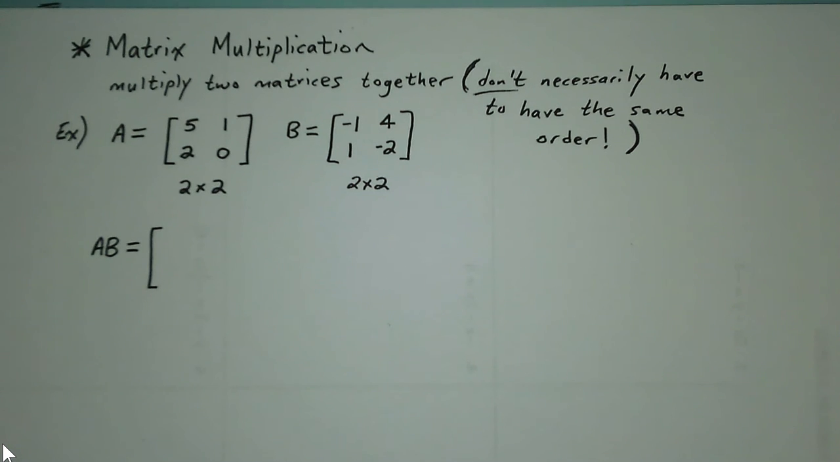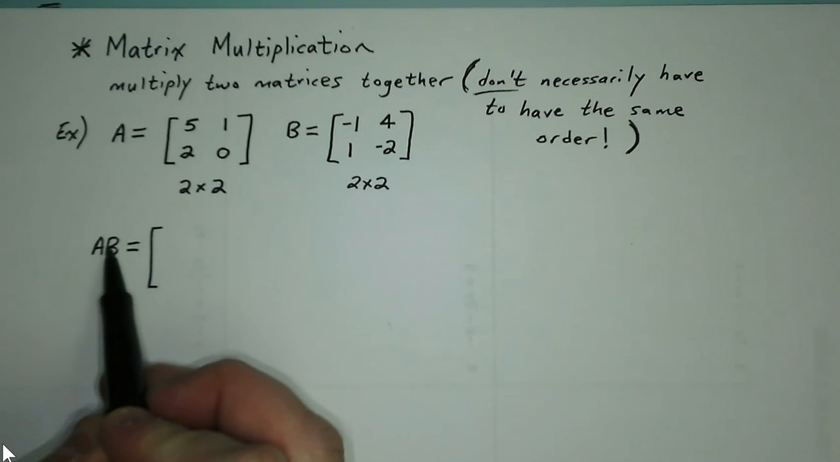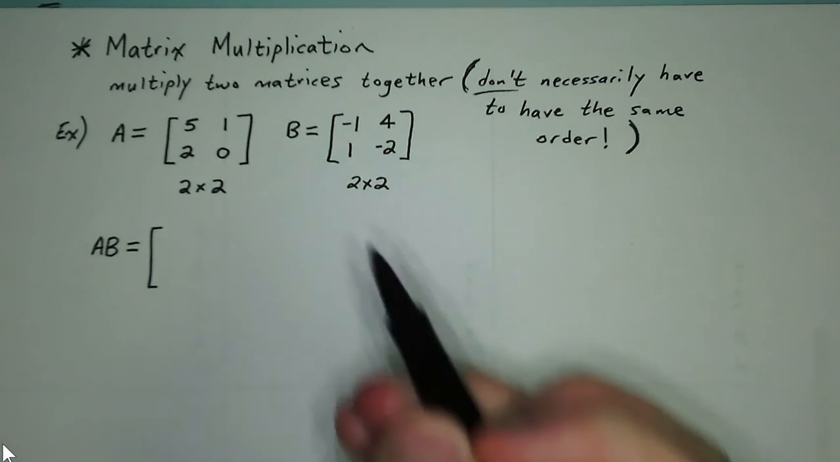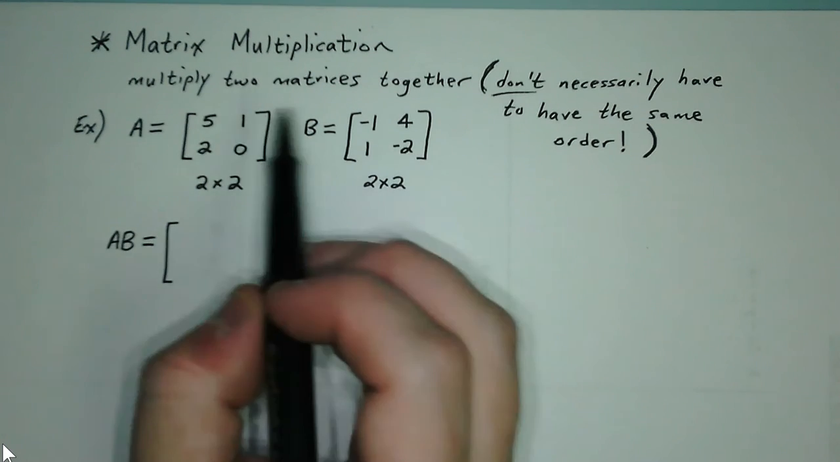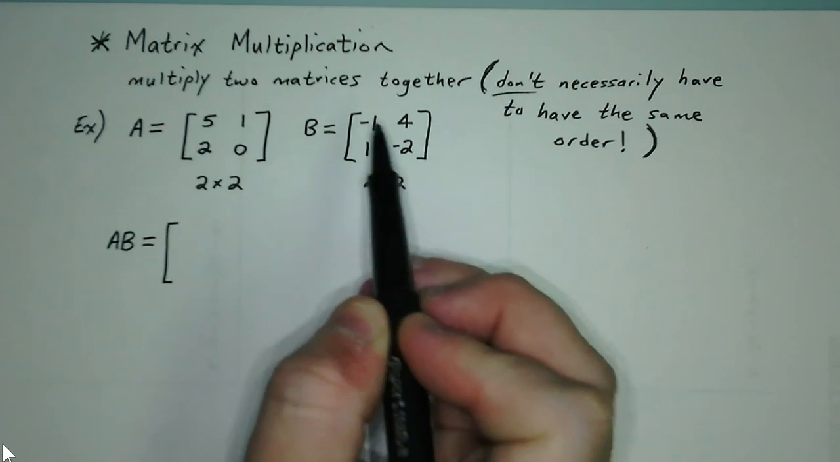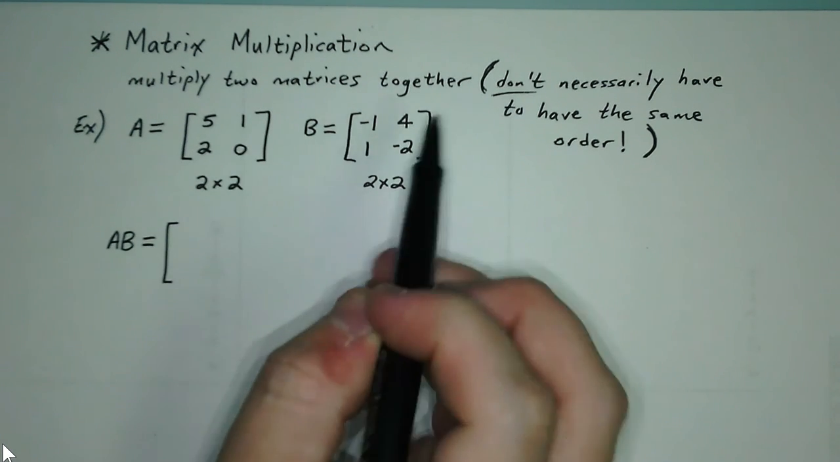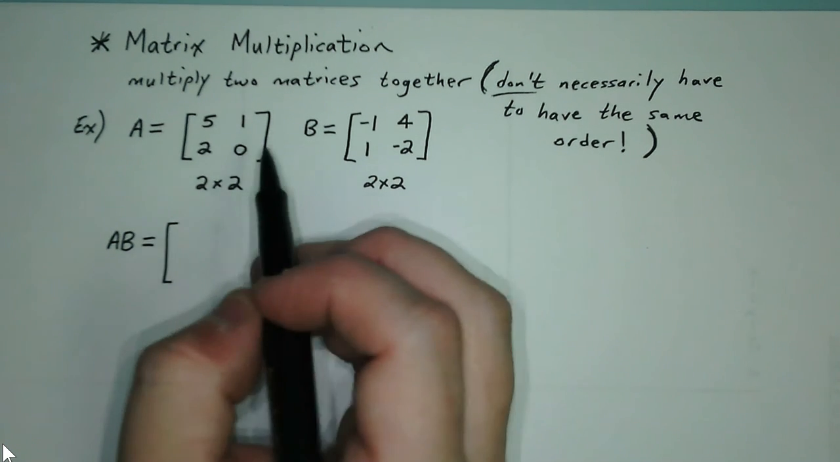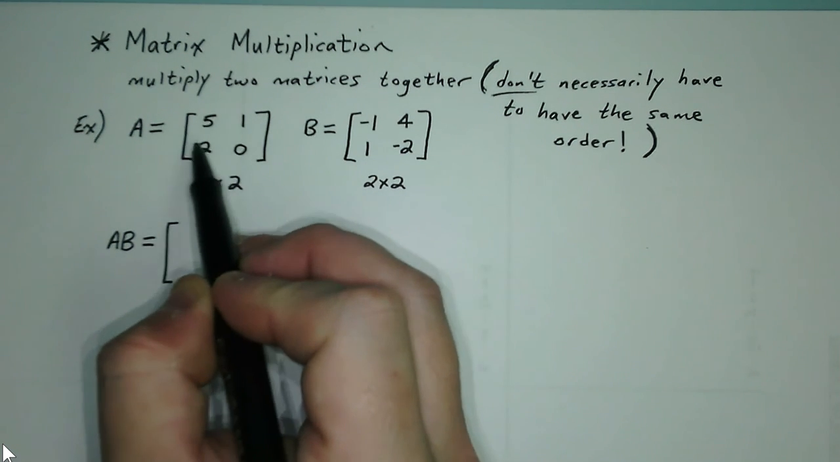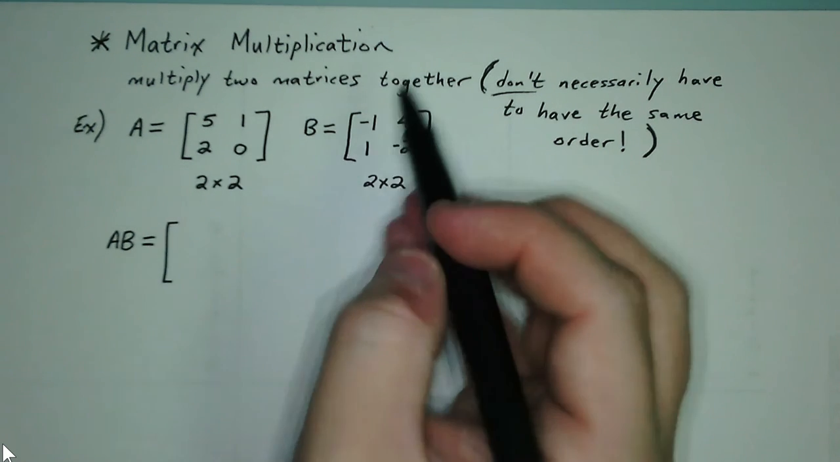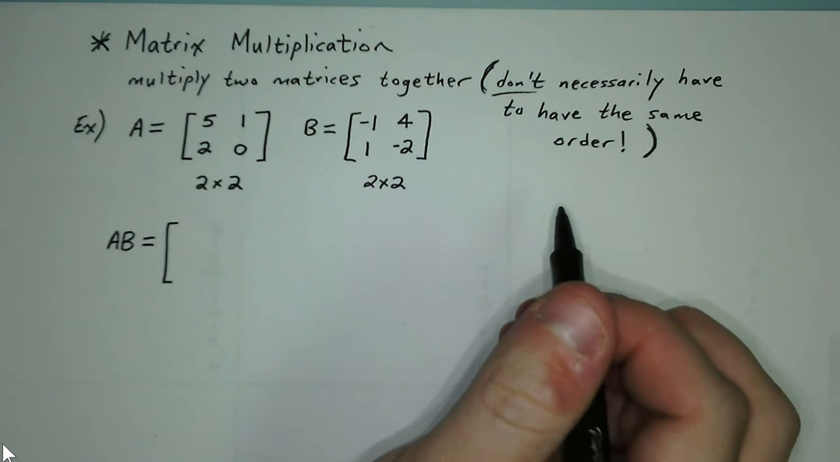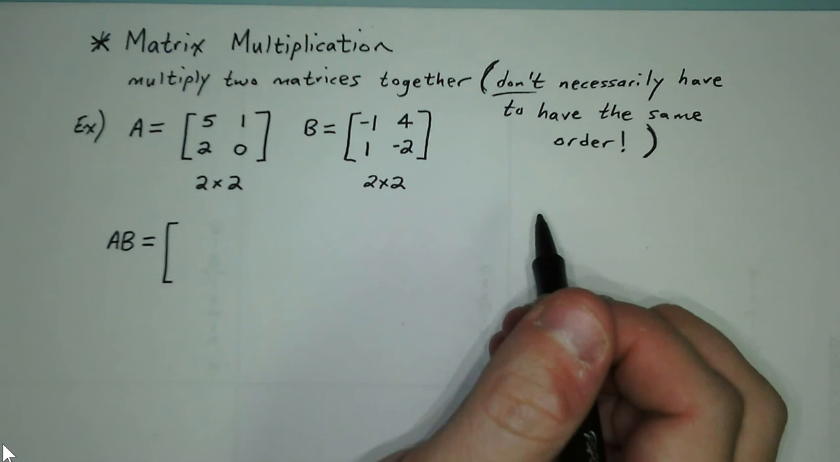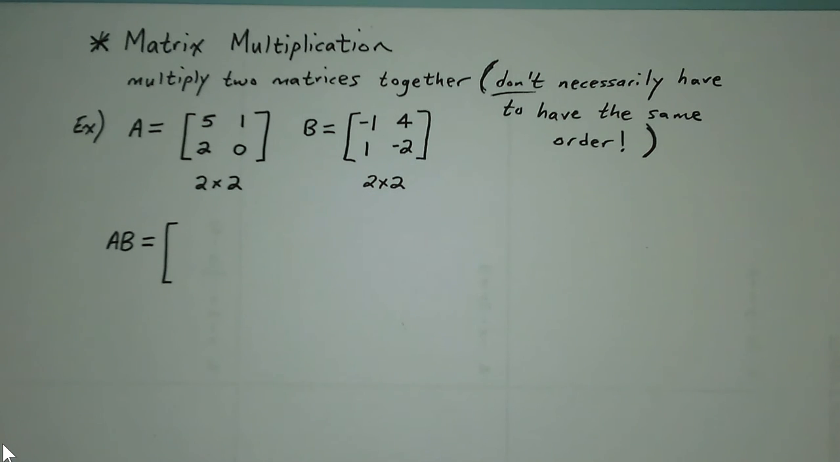To multiply two matrices together, so I'm going to do matrix A times matrix B, what you do is you multiply rows, entire rows, times entire columns. Let me say that again. We're going to multiply the rows of matrix A by the columns of matrix B. Okay? So, I almost want to get a pencil or a different color here.